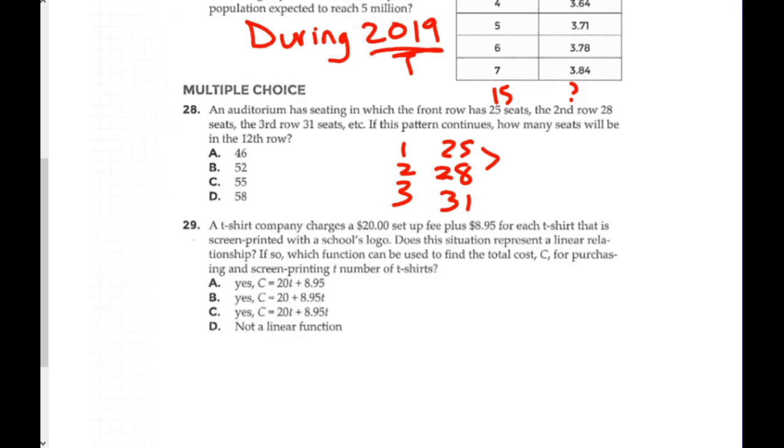What is happening each time here? If I subtract, I'm getting 3, and I'm getting 3. That's linear, right? How many seats will there be in the 12th row?